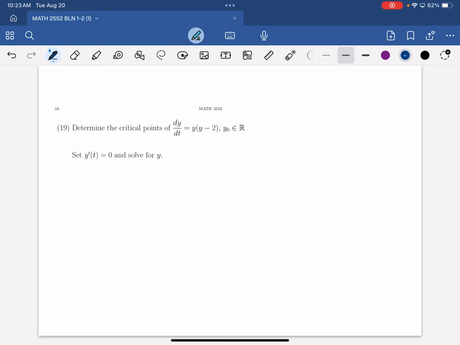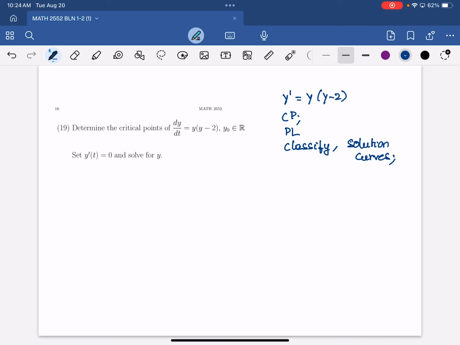Okay, the next one is y prime equals y times y minus 2. I want to repeat the process. I'm going to find the critical points. I'm going to sketch the phase line using the test point method. Then I'm going to classify the critical points. And after classifying the critical points, what am I going to do? I'm going to graph the solution curves. Right?